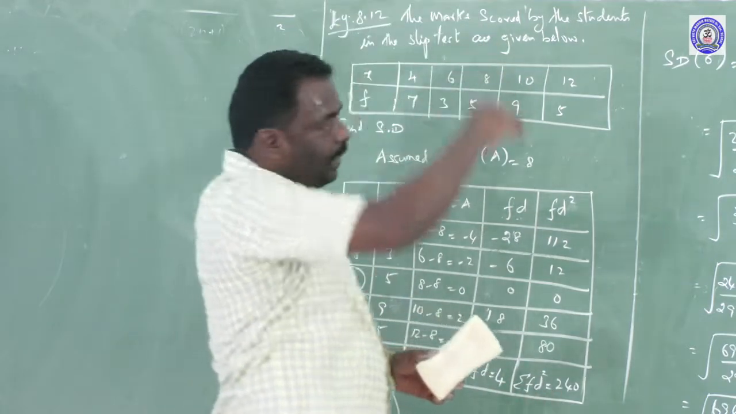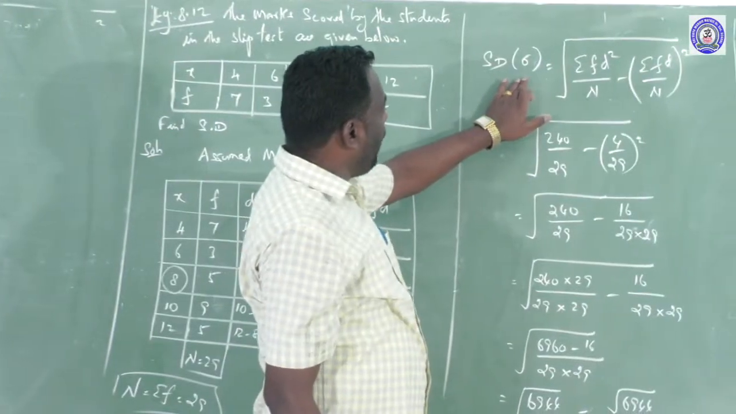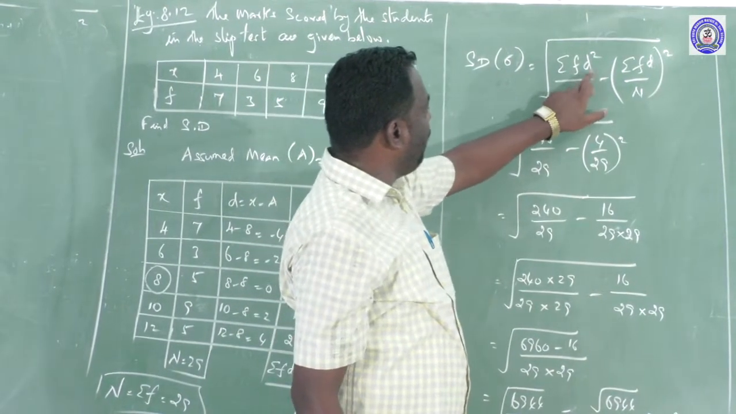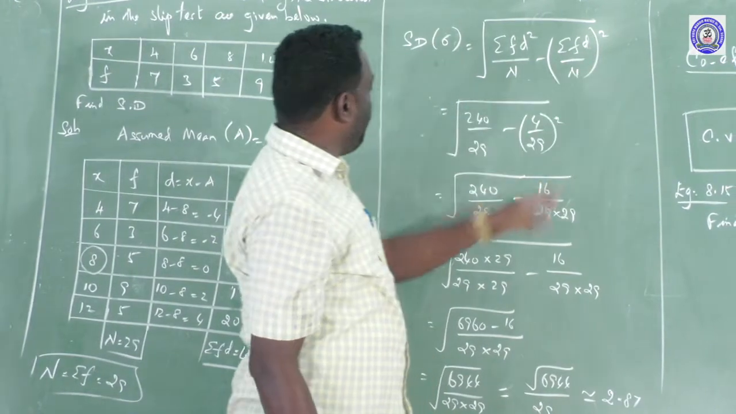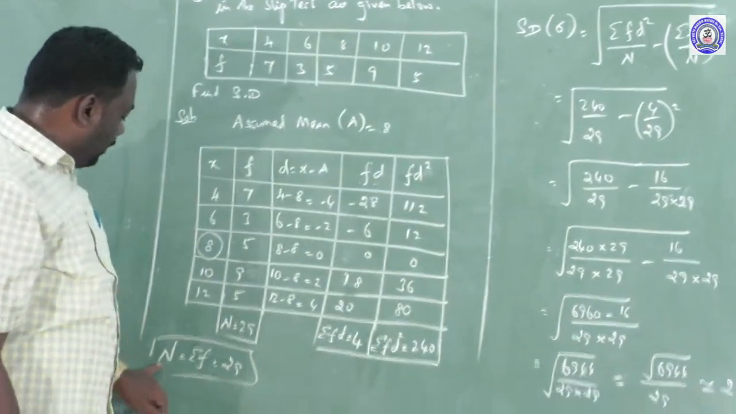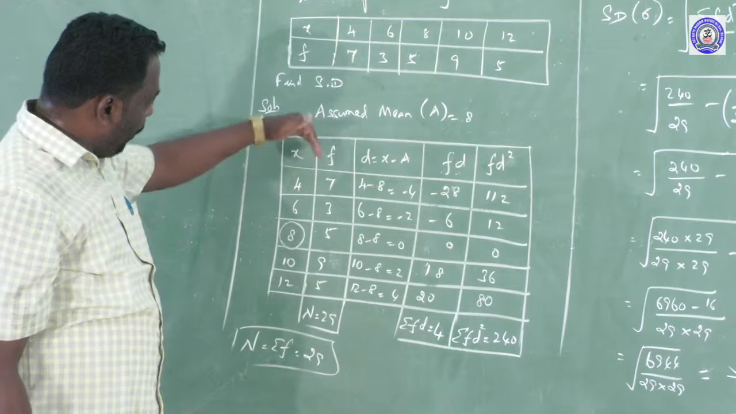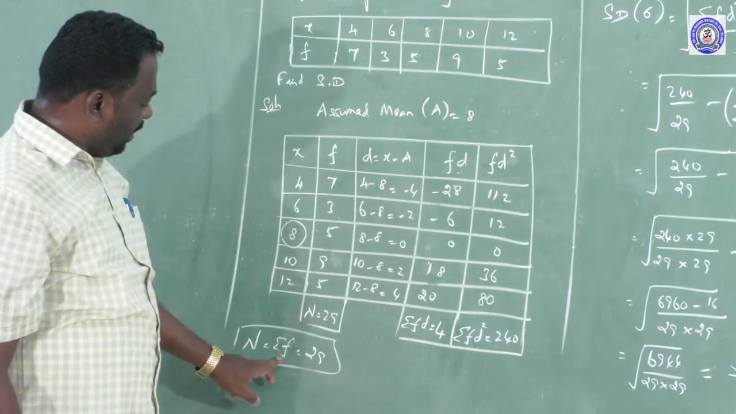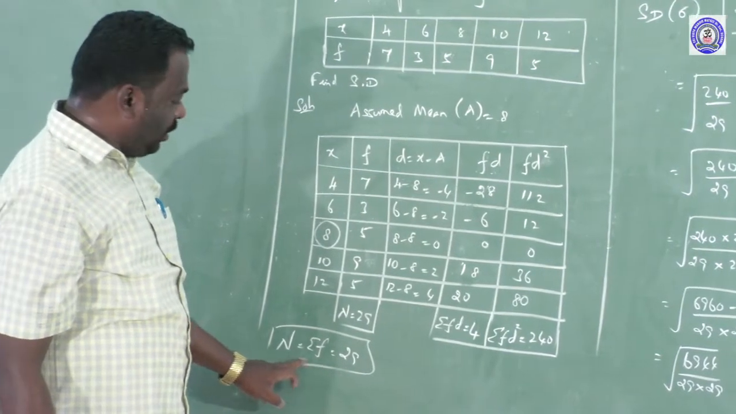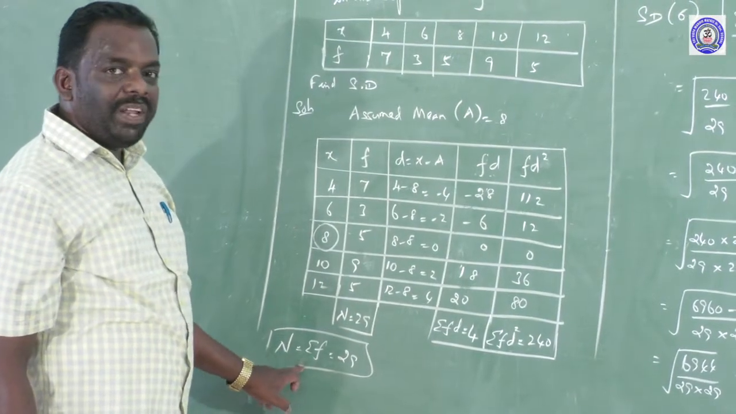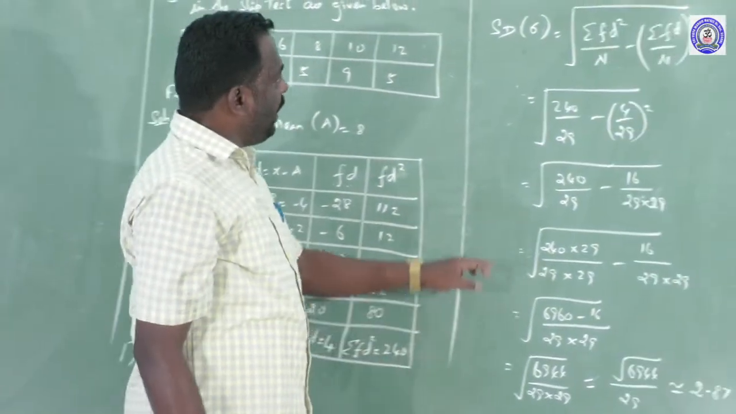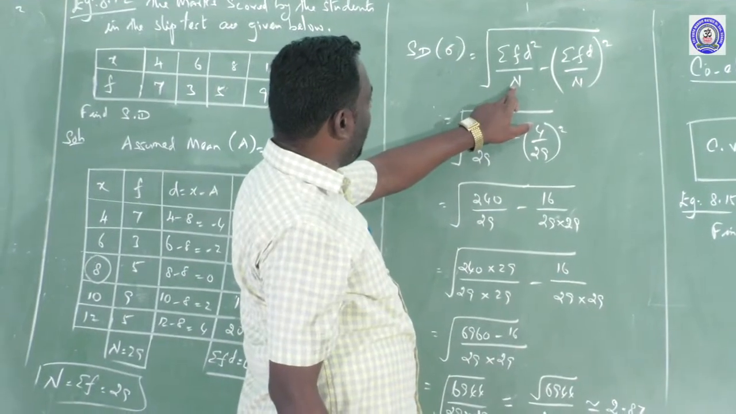Now we want to find the standard deviation by applying this formula: square root of summation fd square by capital N minus, summation fd by capital N, whole square. N is the frequency total, that is summation f, defined with capital N, equal to 28.